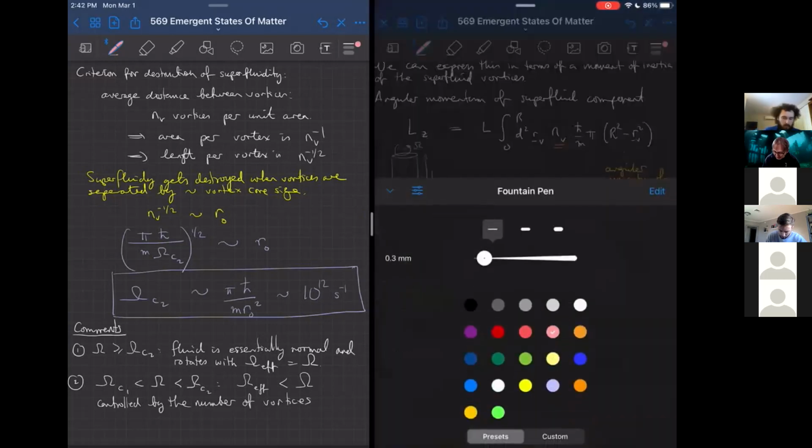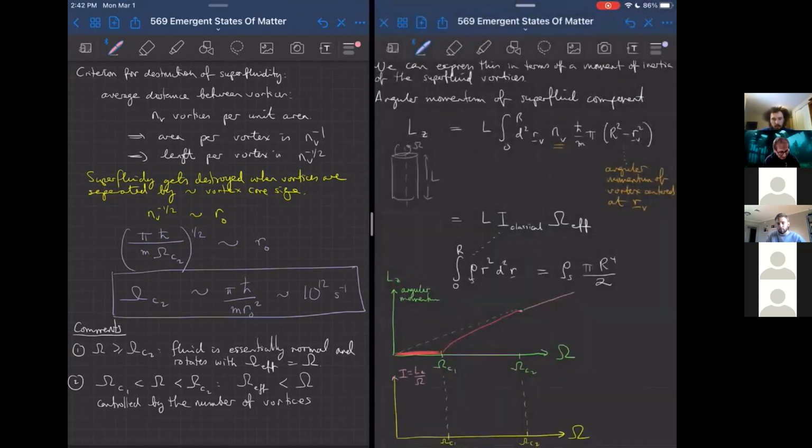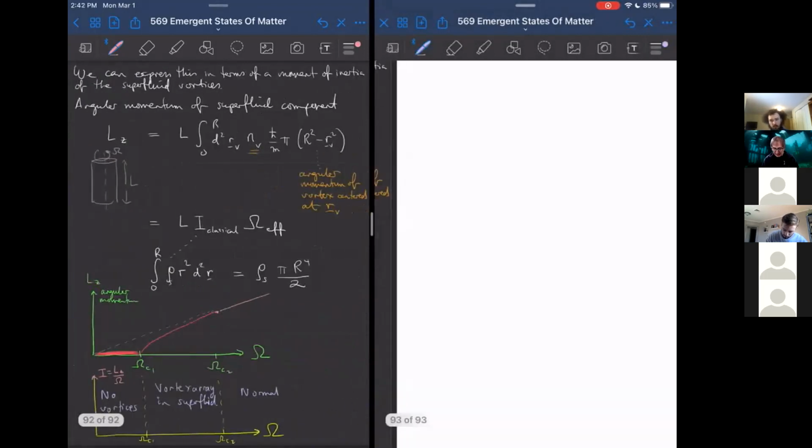So then what do we have in this phase diagram? Well, down here we have no vortices whatsoever. In this regime over here, it's essentially normal fluid. It's essentially just regular matter. And then in between here, we have a vortex array in the superfluid. And so we can think of this as being a vortex crystal. So this is then the phase diagram of vortex matter, at least in this simple case of a superfluid.